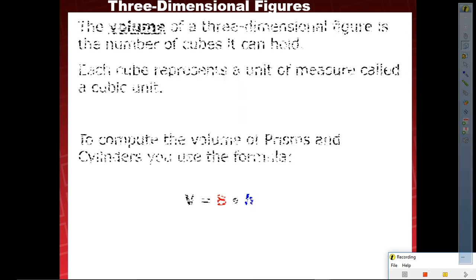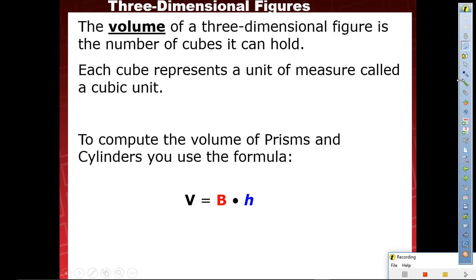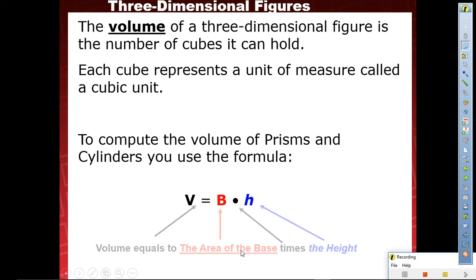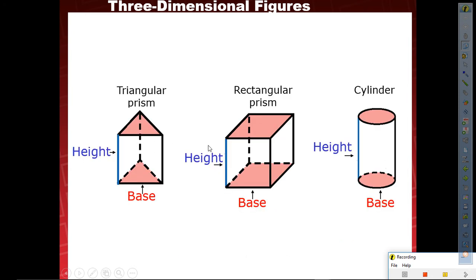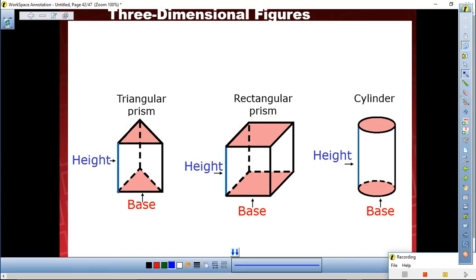For volumes, I said we're going to use the general formula V equals capital B times H. And what does that mean? It says volume equals the area of the base of whichever figure you're working on times the height. So from there, I gave you three different solids: a triangular prism, a rectangular prism, and a cylinder. And I said, for these, identify the base. What figure is the base? And you said, it's a triangle.